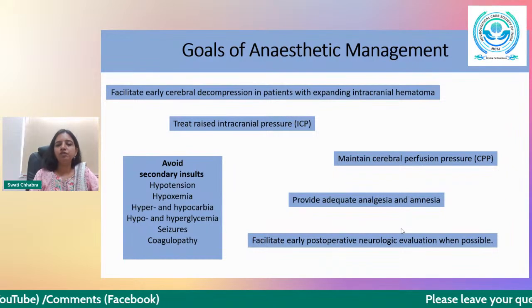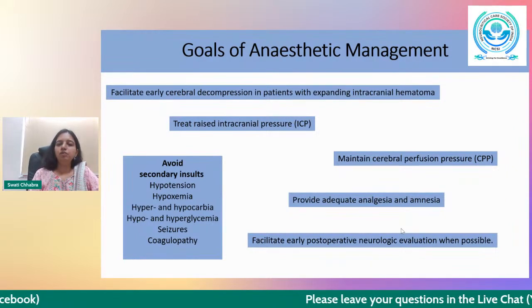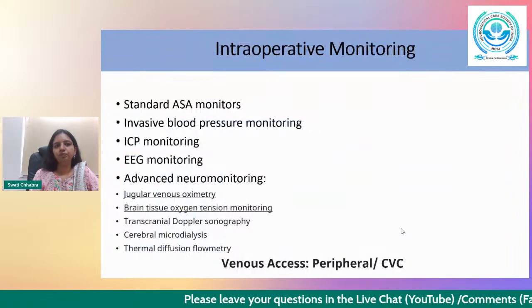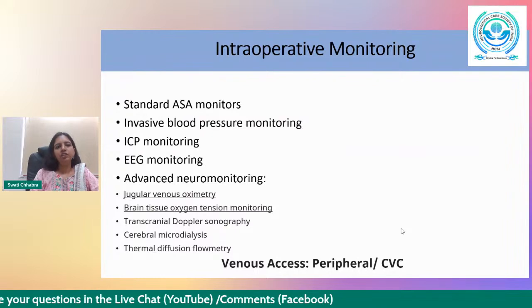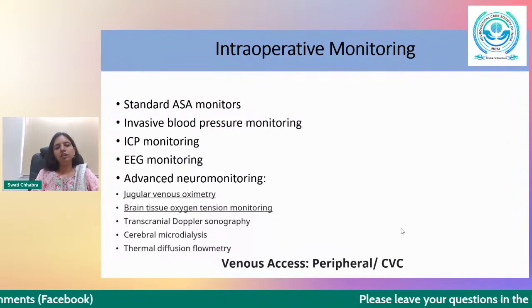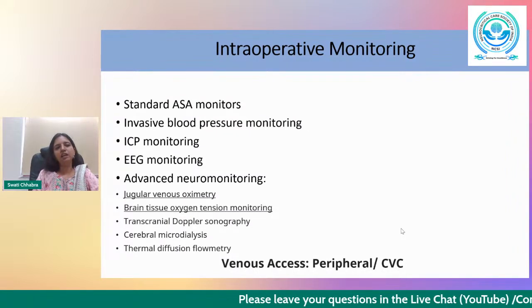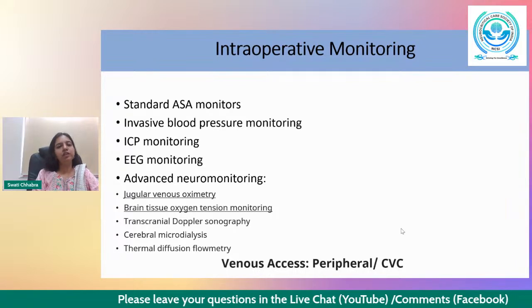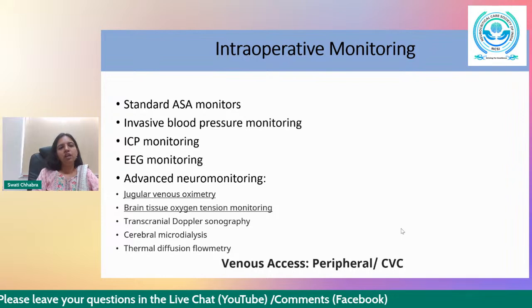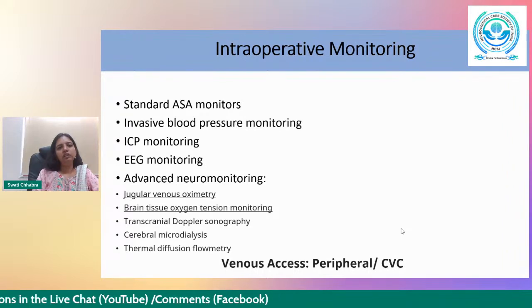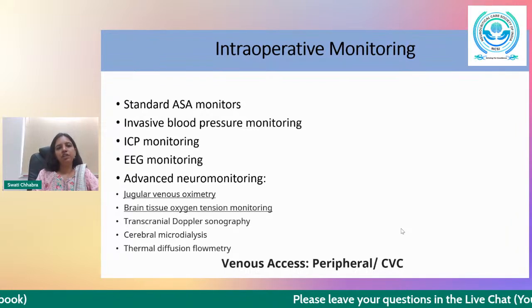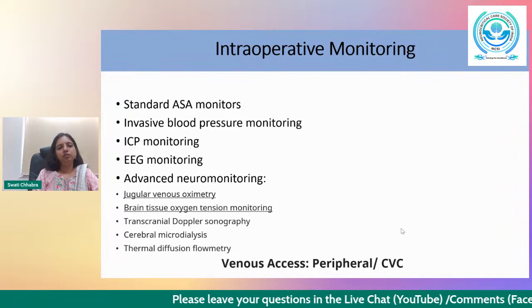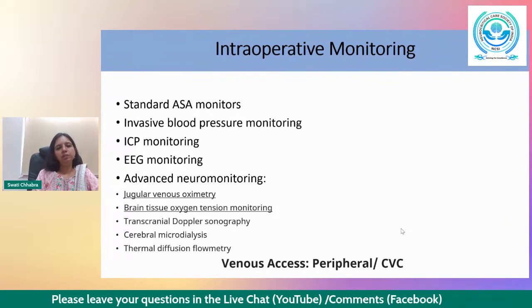And wherever possible, we should facilitate early postoperative neurological evaluation. The intraoperative monitoring includes the standard ASA monitors, the invasive blood pressure monitor, and ICP monitor if already in place, that can be used. EEG monitoring helps us know about the seizures, and these can also be used for extracranial surgeries. But we should not wait for placement of invasive arterial lines that could delay institution of decompressive craniectomy.